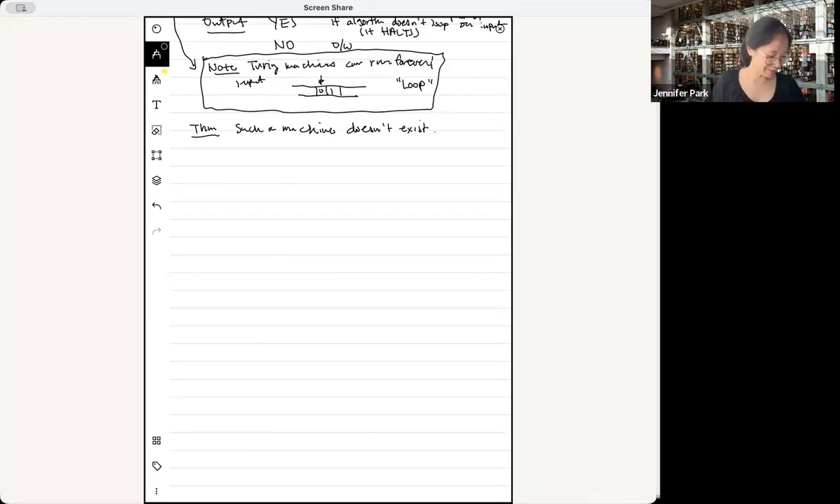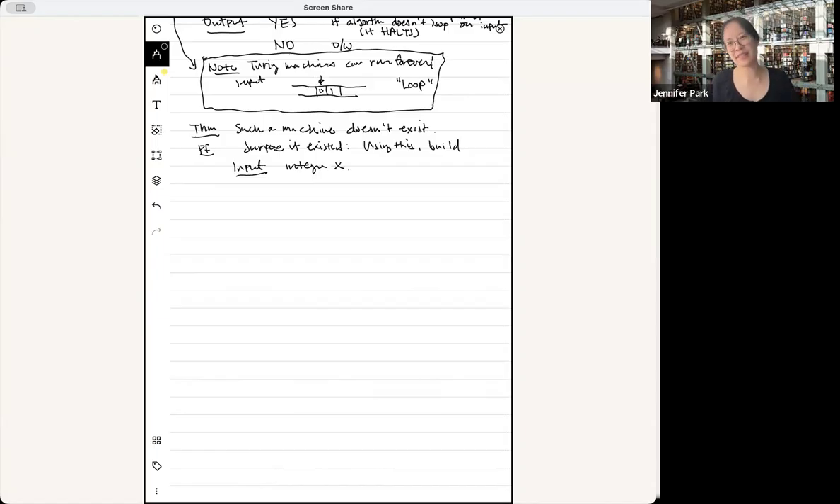Okay, so a huge problem. And the proof is actually pretty easy. So suppose such a machine existed. Then I'm going to build another machine. Using this, we're going to build the following machine where the input is an integer x.